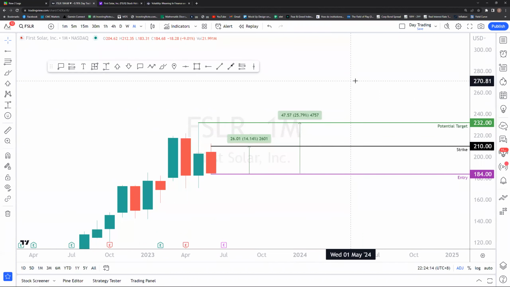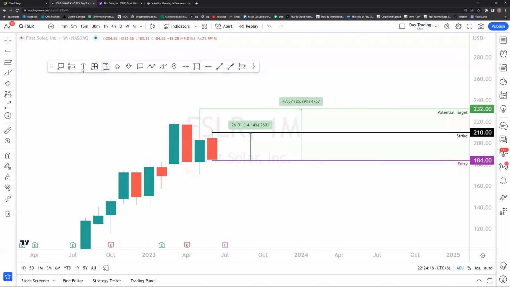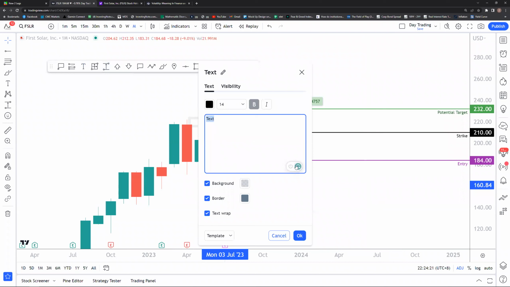Okay, so in this case, the way we can interpret this is that there is a 90% chance of getting the July premium. There is a 50% chance of getting the target price within a month.